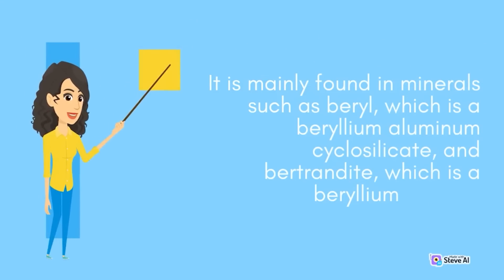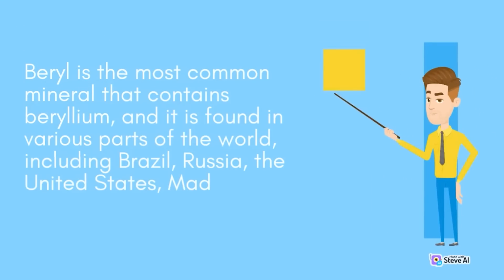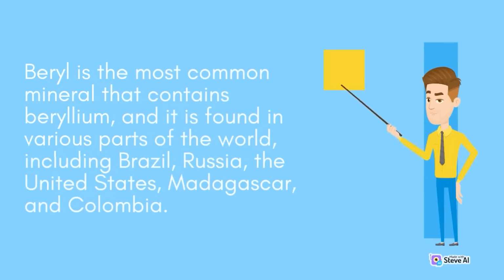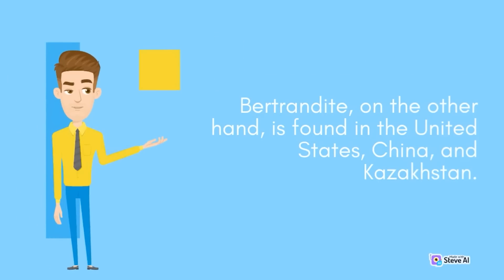It is mainly found in minerals such as beryl, which is a beryllium aluminum cyclosilicate, and bertrandite, which is a beryllium silicate. Beryl is the most common mineral that contains beryllium, and it is found in various parts of the world, including Brazil, Russia, the United States, Madagascar, and Colombia. Bertrandite, on the other hand, is found in the United States, China, and Kazakhstan.